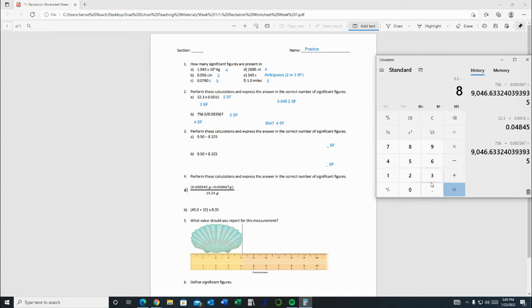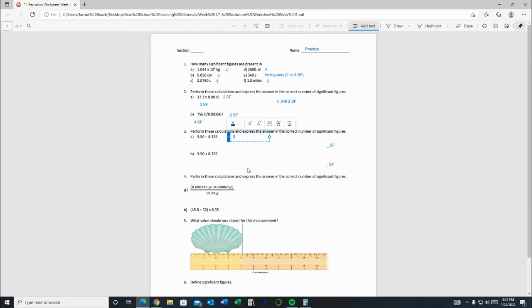Minus 8.325. And so we find our answer is 1.175. We are rounding to our hundredths place, so we are going to round to here. And our number is a 5, so we have to round up. So our answer is 1.18.